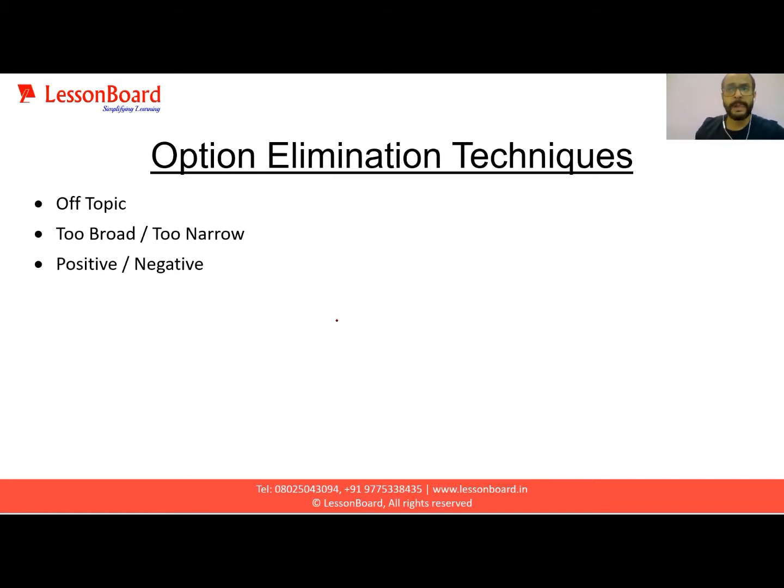For example, if the passage is talking about pollution and ways to control pollution, then definitely the tone of the author can never be too positive, because he is talking about pollution. Pollution by itself is something negative, right?